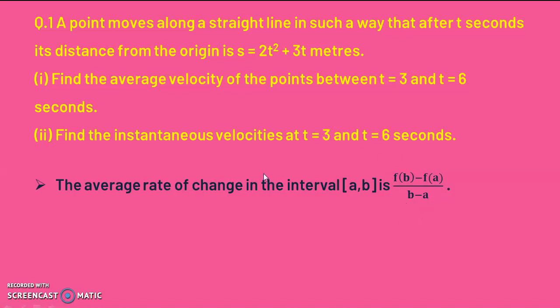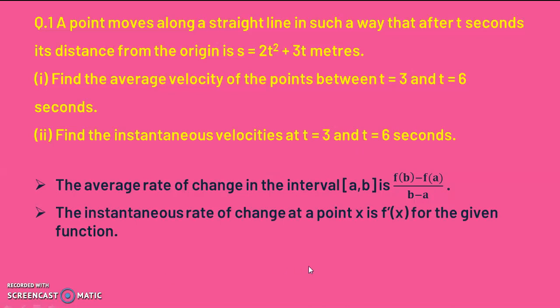And then to find the instantaneous velocities, we first have to find f dash of x, that is the derivative of f of x. Then we substitute the value for x in that f dash of x so that we can find the instantaneous velocity at a particular point. So, let's move on to find the average and instantaneous velocities.